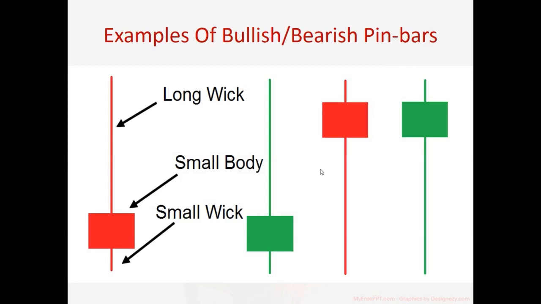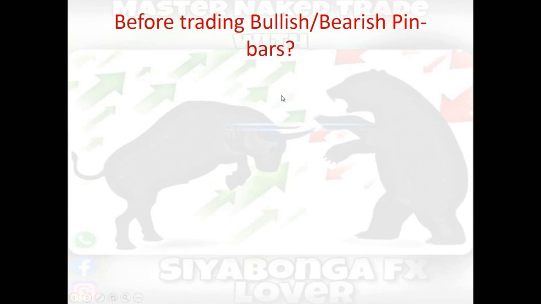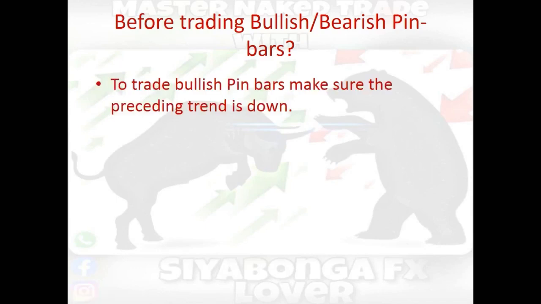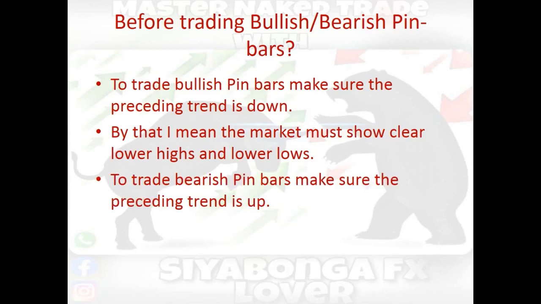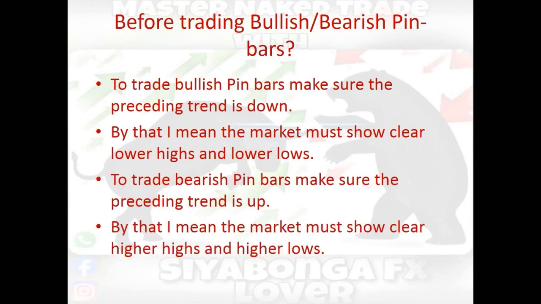So now let me go and explain what to check before trading bullish and bearish pin bars. To trade a bullish pin bar, make sure the preceding trend is down. By that I mean the market must show clear lower highs and lower lows. To trade bearish pin bars, make sure the preceding trend is up. By that I mean the market must show clear higher highs and higher lows.